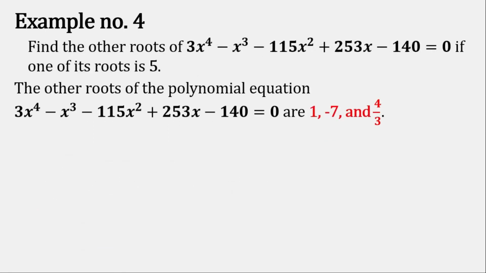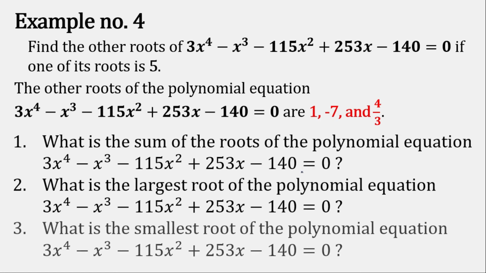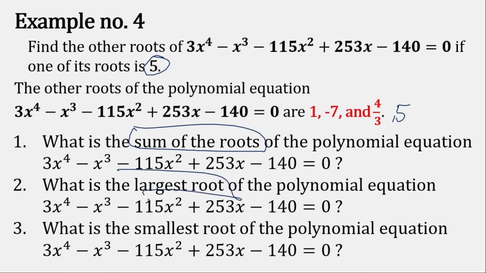So the roots of this, other than 5, are 1, negative 7, and 4 over 3. Again, you might encounter this kind of question. Remember that 5 is a root as well because it's in the given. Then you could get the sum of the roots, the largest root, and the smallest root of this polynomial. You could answer that.